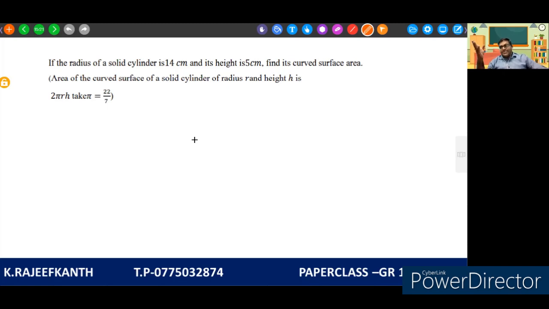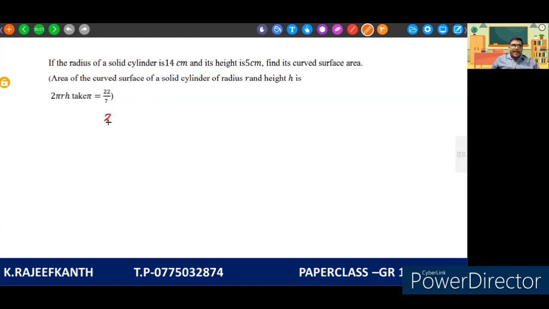We know that curved surface area is 2 pi RH. And also they have given that the area of the curved surface of a solid cylinder of radius R and height H is 2 pi RH. Take pi equals 22 by 7. Already we have done this question, I think, like this question.